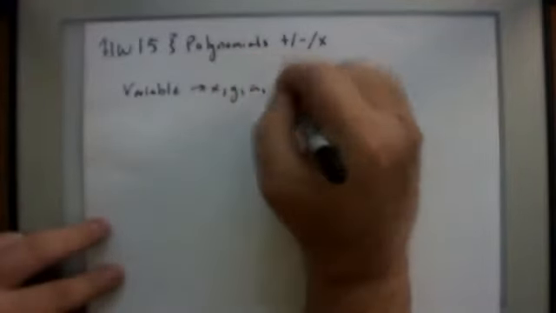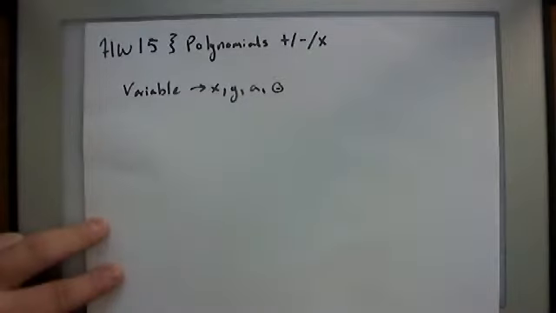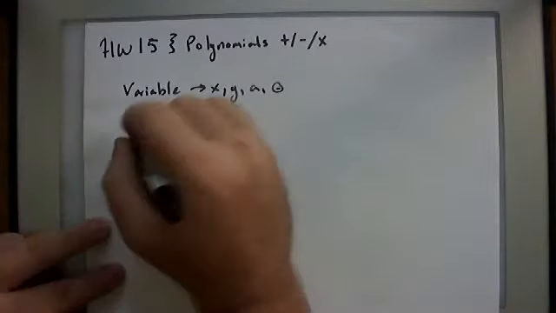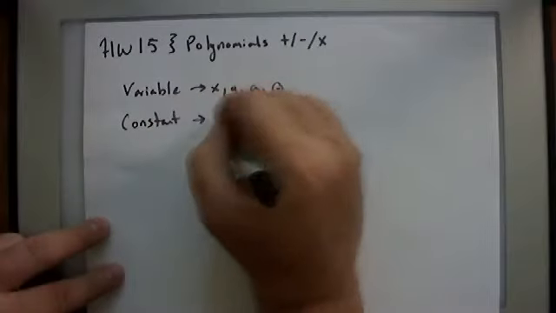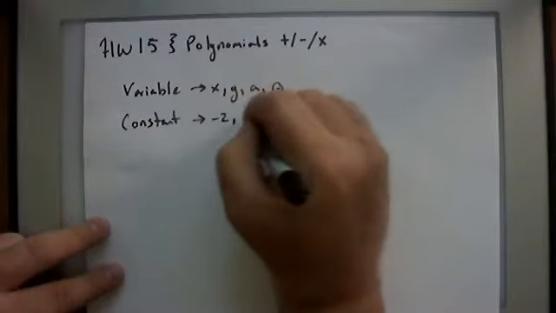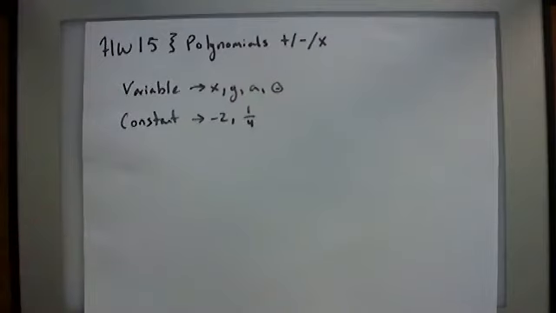Variable, we've already talked about that. That's your x's, your y's, your a's. It could even be Greek letters, it could be anything like that. The constant is going to be the number, like -2, 1/4, something like that, okay? So we've talked about the basic idea that there's variables and there's constants. What we haven't talked about so much is what happens when you combine them, and that's what we're getting into today, okay?